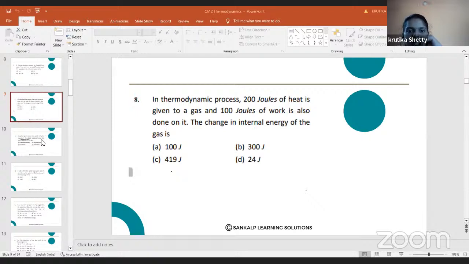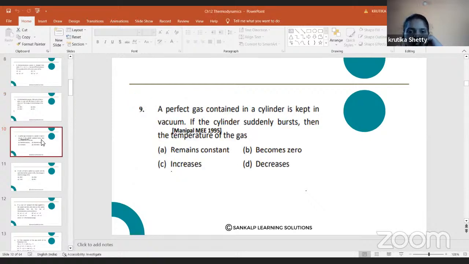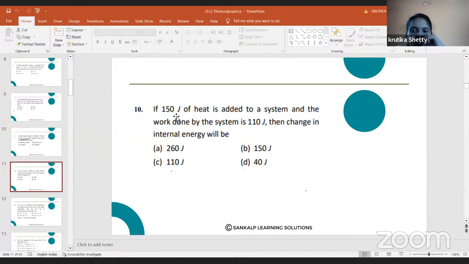A perfect gas contained in a cylinder is kept in vacuum. If the cylinder suddenly bursts, then the temperature of the gas: remains constant, becomes zero, increases, decreases. So here it is option A, that is the temperature of the gas remains constant. Option A is correct.